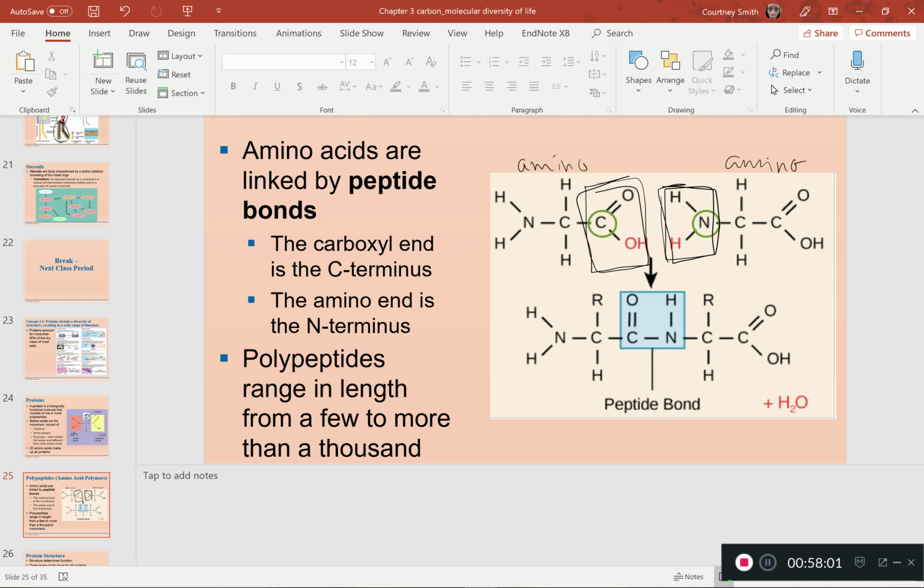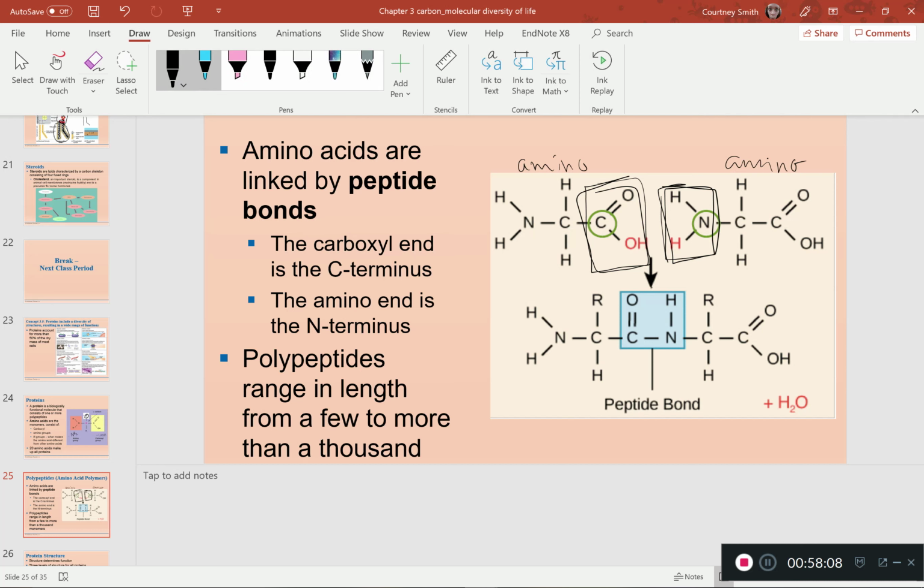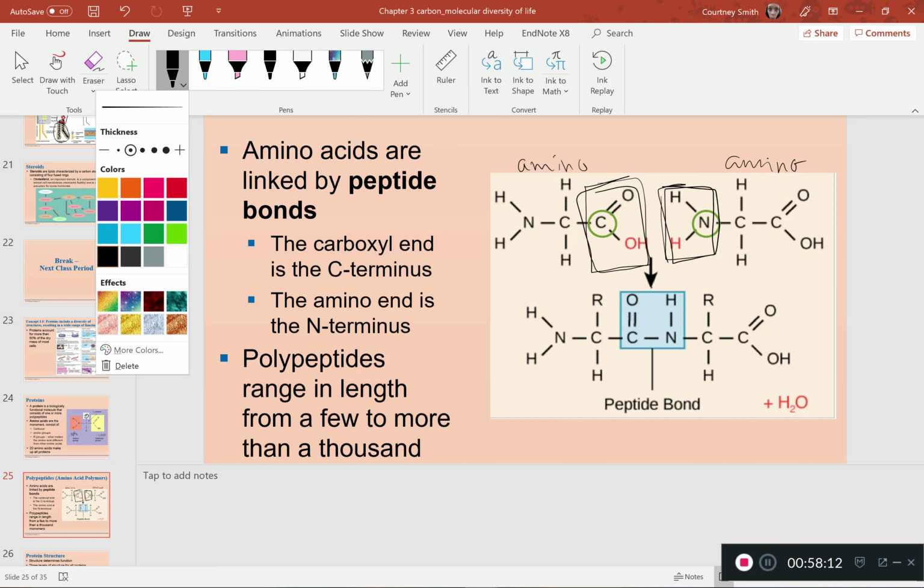And then whenever that happens, I wonder if I can change my pen color. Oh my goodness, I can, guys. I didn't know I could do that in PowerPoint. So let me change color. Let's do blue. Blue's fun.